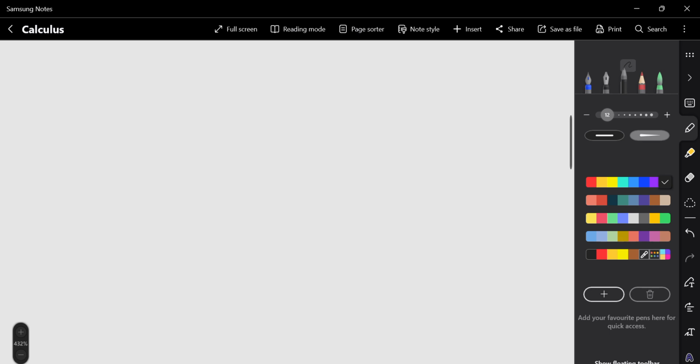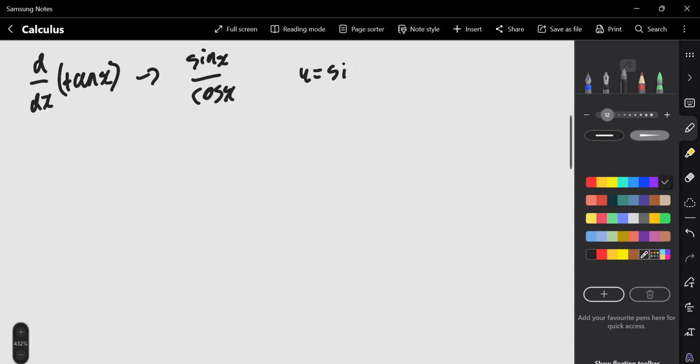So let's try and do the derivative of tangent x. I should just be able to do this. I shouldn't have to look it up. There might be some looking up, but we'll see how it goes. Well, what is tangent x? It's sine of x over cos x. So let's do the quotient rule that we just learned. Let u equals sine x, u prime equals cos x, v equals cos x, v prime equals minus sine x.